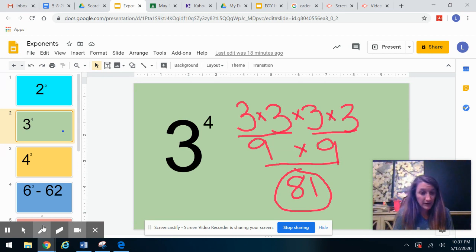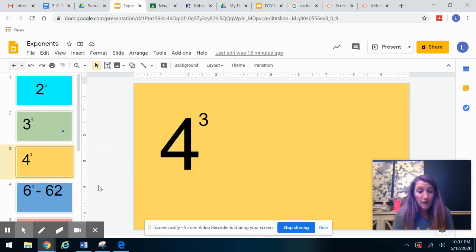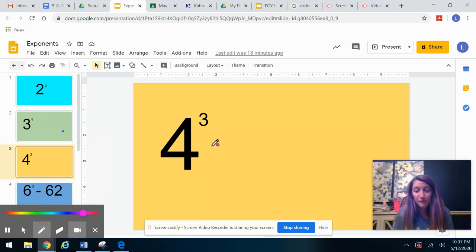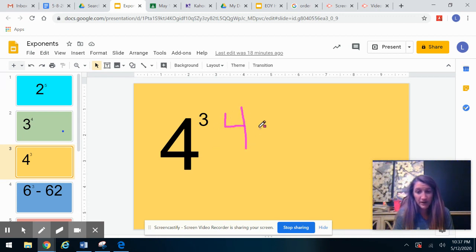Okay, next one. 4 to the power of 3. So this one has 4 repeating 3 times because 3 is my exponent. So 4 times 4 times 4. And it's always good to write it out. So a lot of times, you might be saying, oh, I'll just do it in my head, 4 times 4 times 4. But if you write it out, that way you can cross them off as you do them, because you might have 4 to the power of 7. You might have something much larger than this.